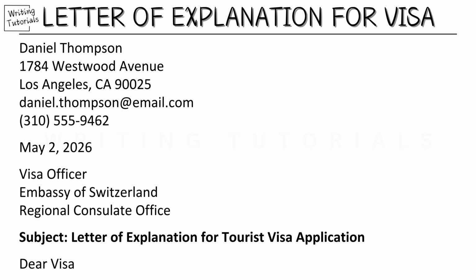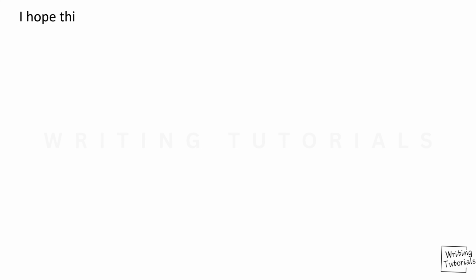Next is the salutation. If you do not know the officer's name, you can safely write, Dear Visa Officer, always include a comma at the end. This keeps your tone formal and respectful. Now let's begin the introduction paragraph.